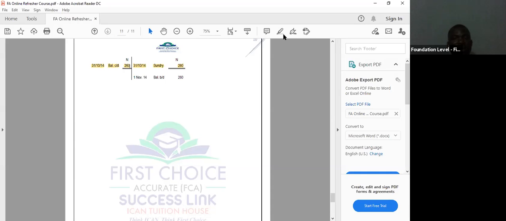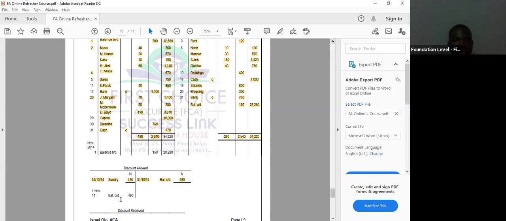Okay, I'll explain that again. The last double entry. Discount allowed and discount received are ledger accounts. They are the ones that actually involve double entry. Remember, I said that cash discounts involve double entry.